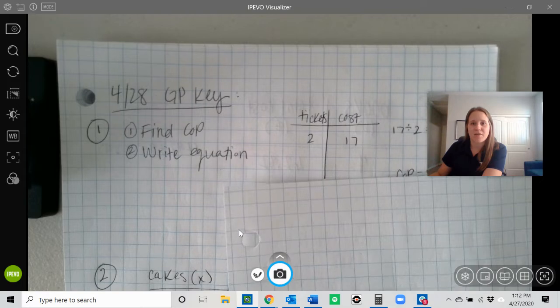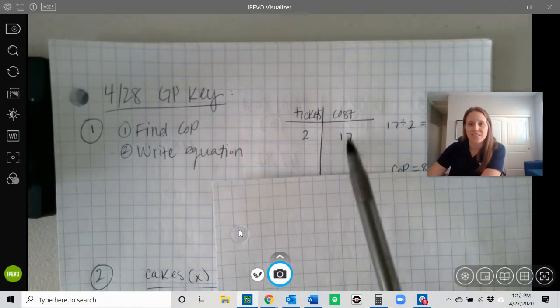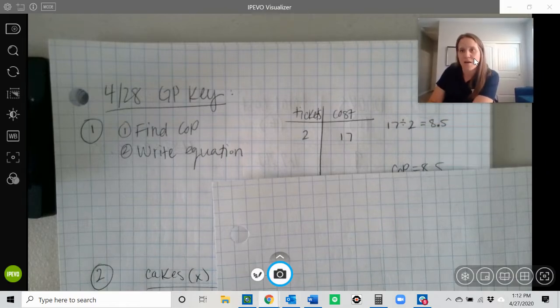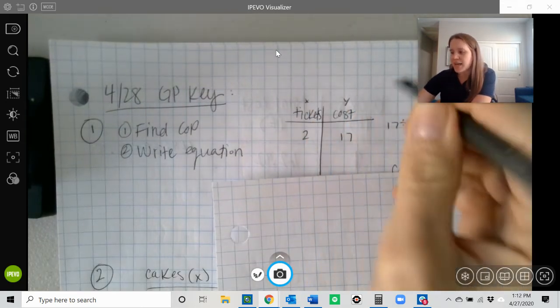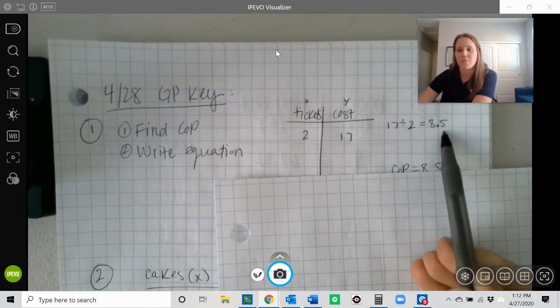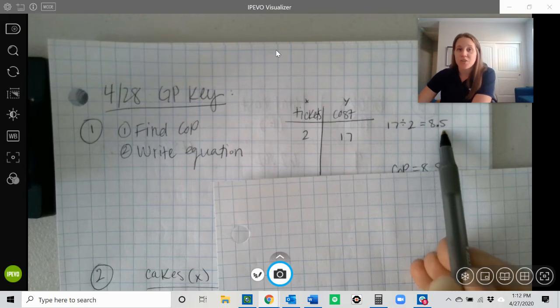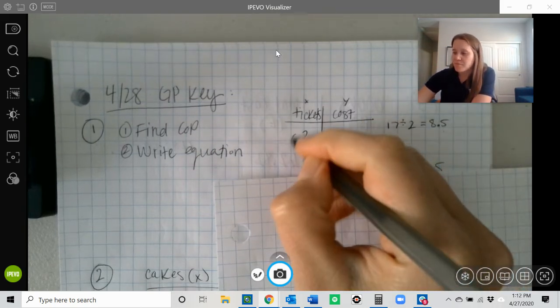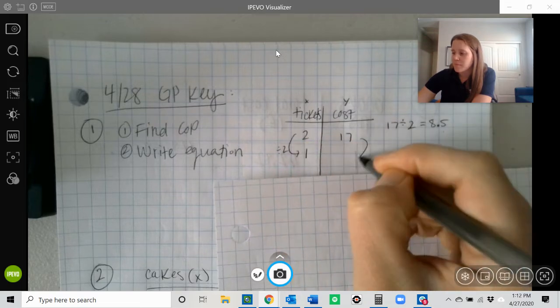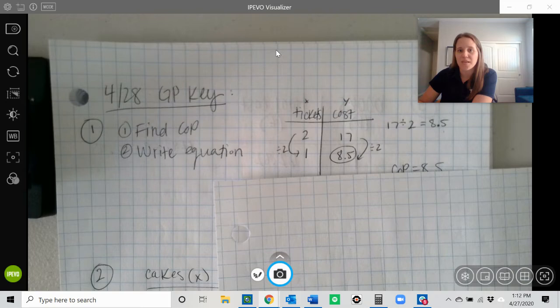So I just wrote down the tickets, 2 tickets for $17. Just that ratio is all that I wanted to copy on my paper. I know that if I want to find the COP, one of the ways to do that is to divide y by x. So 17 divided by 2 equals 8.5. That's $8.50 per ticket. You could also have found a 1 row. And when you do that, that's the COP.